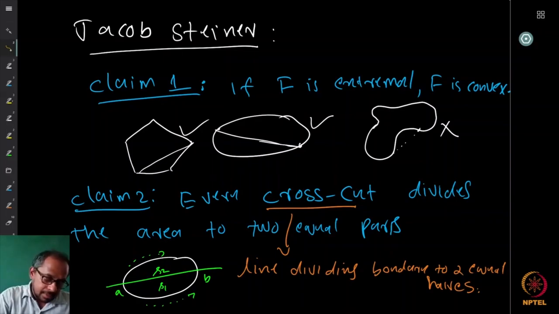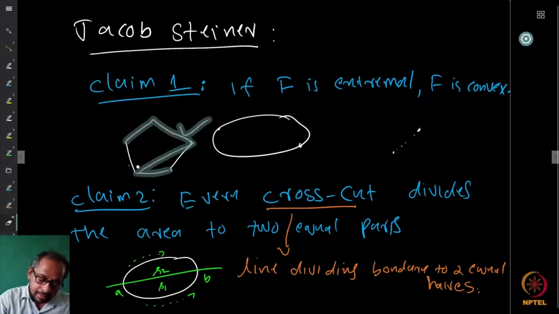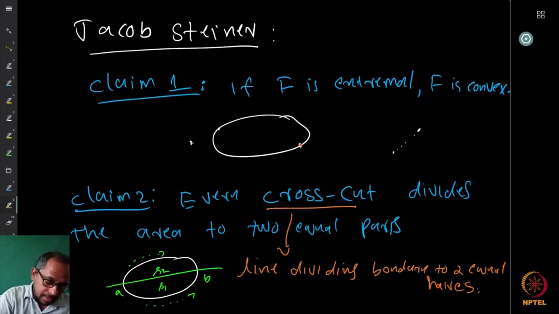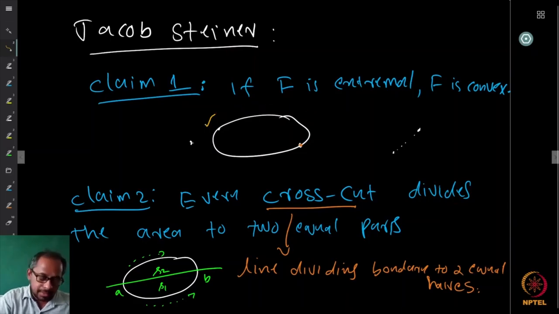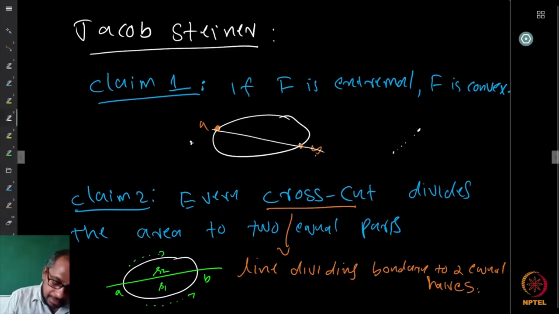Now you take this boundary, and you pick one point. Then you go along one direction and go exactly halfway through the perimeter. You know, perimeter is exactly half. That you can do, right? You just move along one side till you reach exactly half. And once you reach exactly half, you select your second point. Let us say these points are A and B. You take a line connecting A and B. This I call a cross cut.